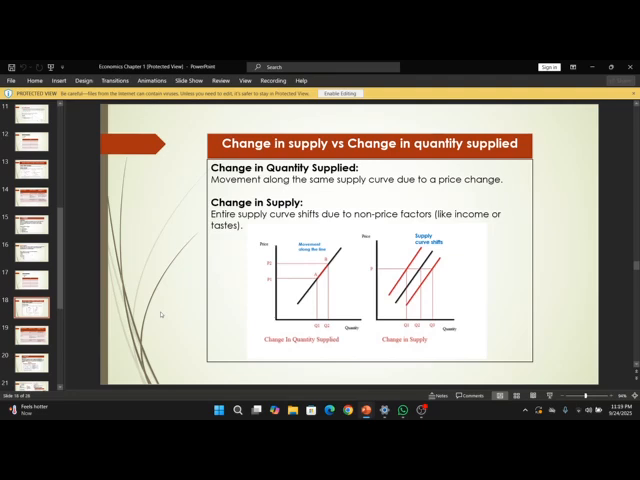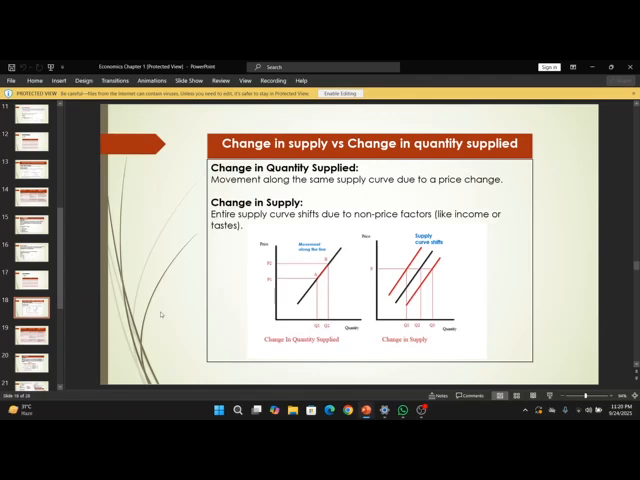Now it is very important to understand the difference between change in supply and change in quantity supplied, because students often confuse these two terms. Change in quantity supplied happens only due to a change in price of the same good. This is shown by a movement along the same supply curve, upward or downward. For example, if the price of mangoes rises, farmers supply more mangoes, moving upward along the curve.